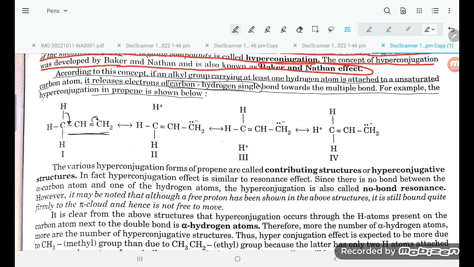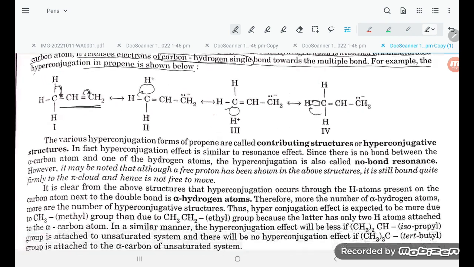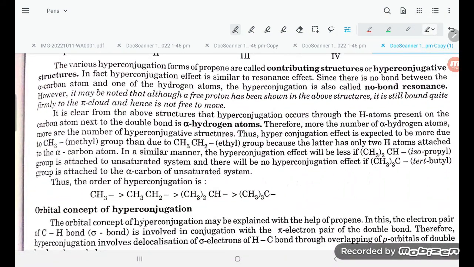Here the pi bond is shifting and the sigma bond is coming. Here you will find there is no bond, student. This bond is shifting here, so there is no bond here. So the sigma bond is getting into conjugation. The various hyperconjugation forms of propene are called contributing structures or hyperconjugative structures. In fact, the hyperconjugation effect is similar to the resonance effect.